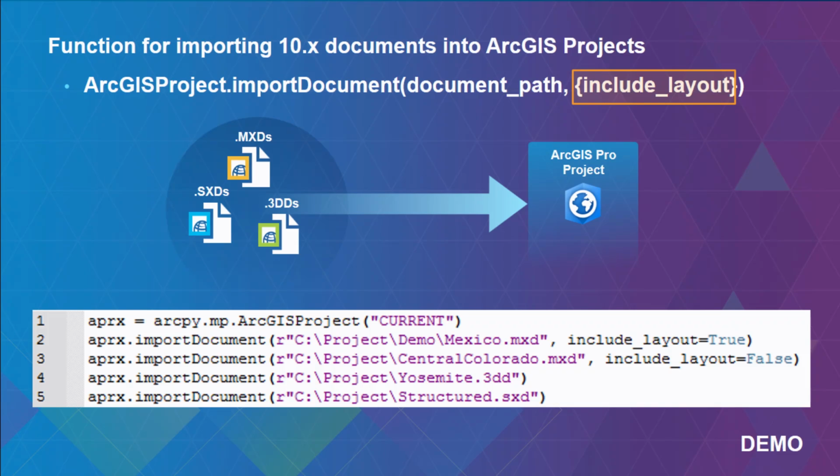So in the diagram and the code here, I'm consolidating a bunch of different types of 10x documents and consolidating them into a single ArcGIS Pro project. So let's actually run this in Pro.